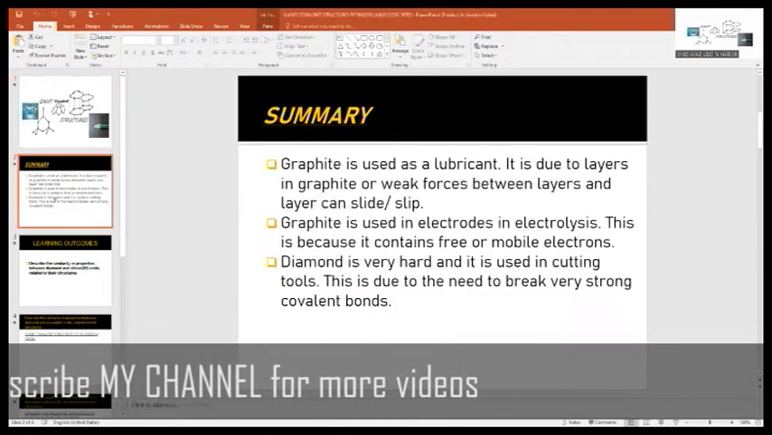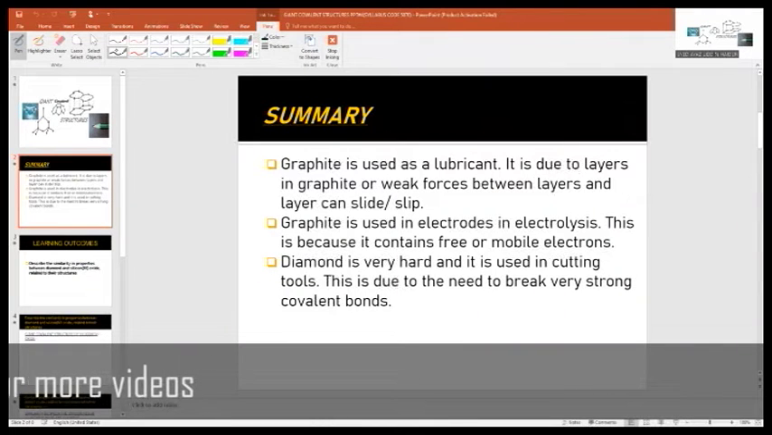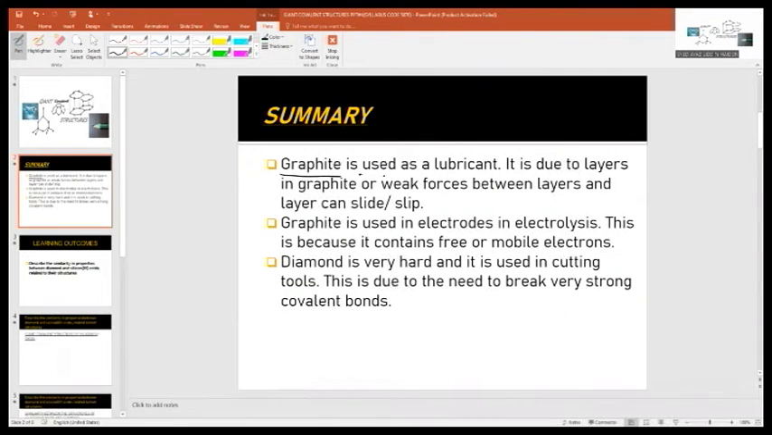Let's see the summary of the last lesson. Graphite is used as a lubricant. It is due to layers in graphite or weak forces between layers, and layers can slide or slip. Graphite is used in electrodes in electrolysis. This is because it contains free or mobile electrons.